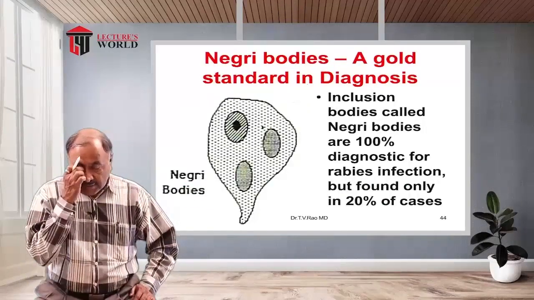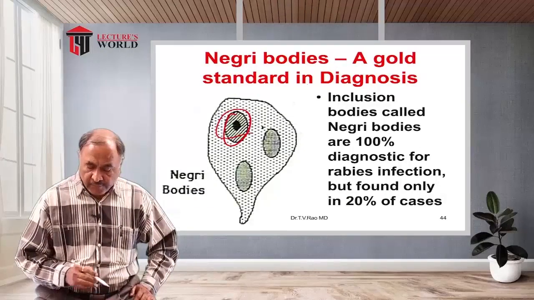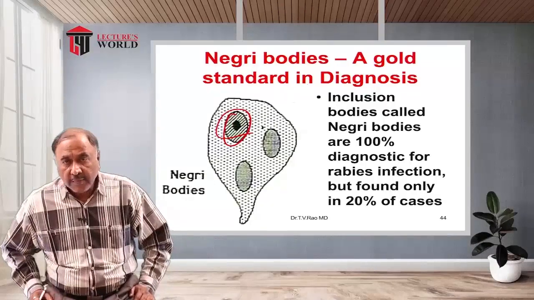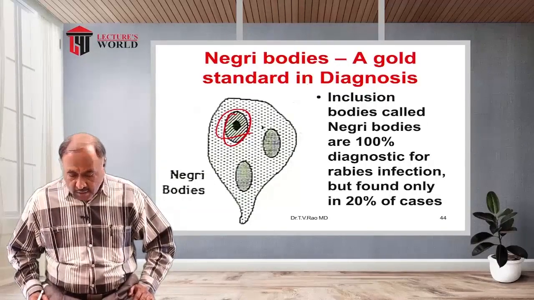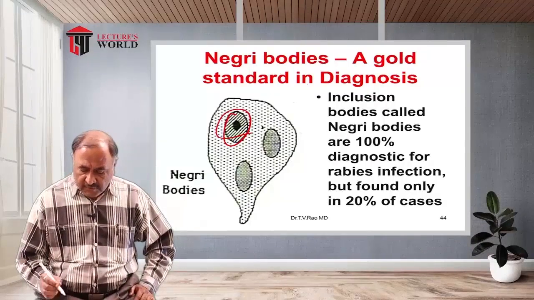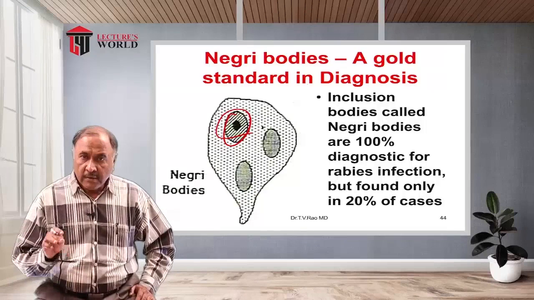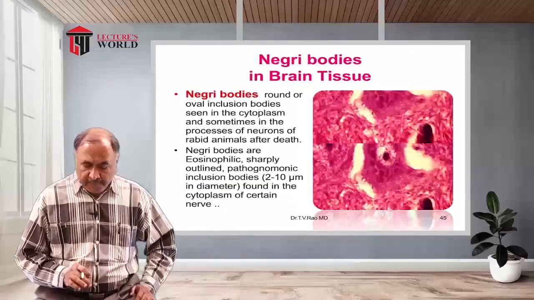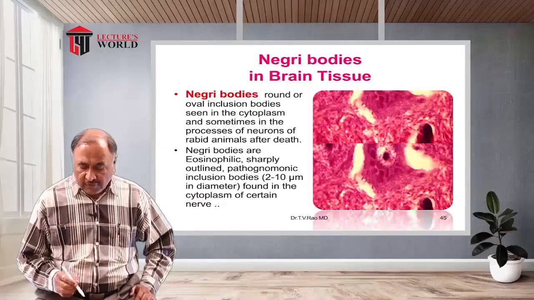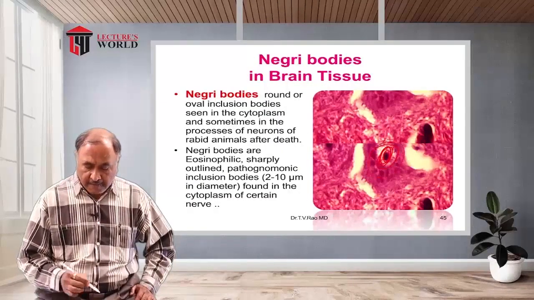This is a cell showing the presence of these Negri bodies. Negri bodies are basically inclusion bodies, and they are a 100% diagnostic test for rabies infection, but they are observed in only 20% of the infected cases. This is a photograph of a Negri body in brain tissue. This is the one here.